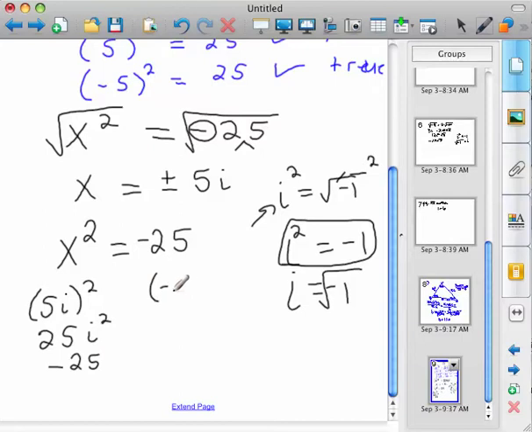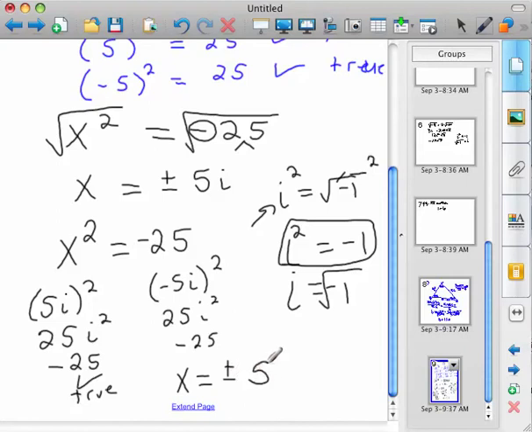If you do negative 5i squared to verify to see if that works, so this is true. And then here, negative times negative is positive, so you'd have positive 25i squared, same thing, negative 25. So your answer in that case is x equals plus or minus 5i.